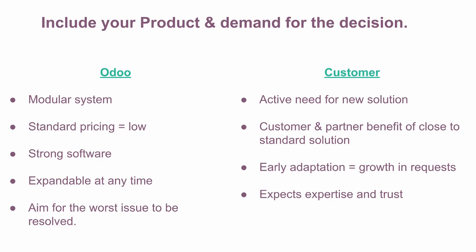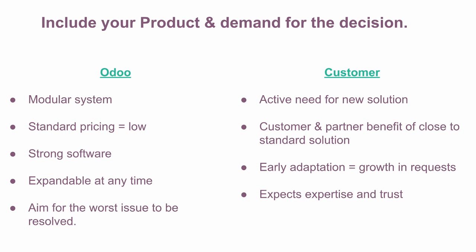Here we talk, of course, about Odoo. So the advantage of Odoo is a modular system, with the possibility to not do everything at once. The standard pricing is really low. So if our customer is an SME who wants to keep their costs quite low, we're able to do this with a standardized software. It's a very strong software. If you have seen the release of version 12, it becomes stronger and stronger every day. So we don't need to adapt it to customer needs, and we find more and more ways in the system to do it in standard. You can expand it any time.